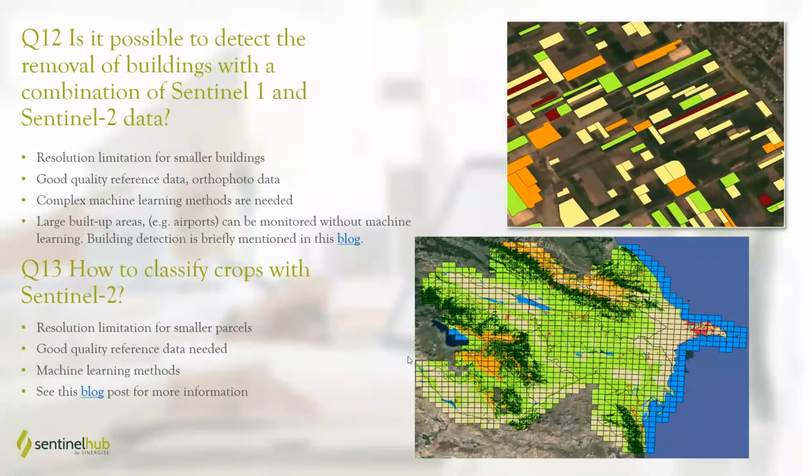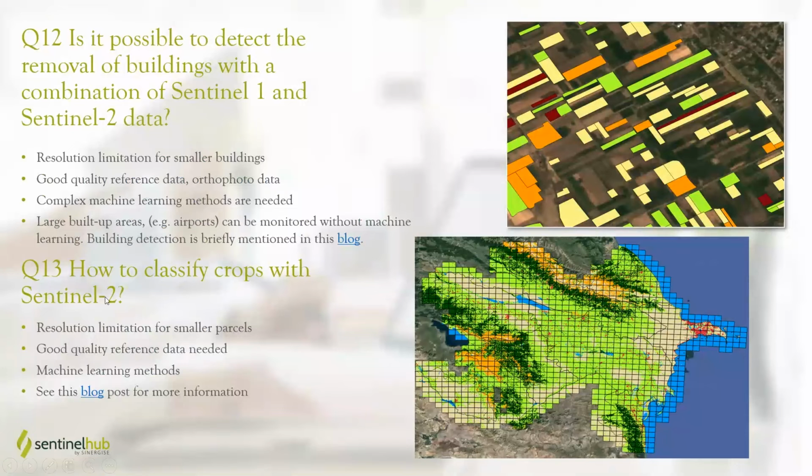There can also be a problem with Sentinel-1 and 2 because, as we said, the resolution goes only as far as 10 meters. Some buildings can be smaller than that, and that can present an issue. However, if you have a very large built-up area, such as, for example, an airport, you can monitor it very quickly, even in EO browser, without any machine learning.